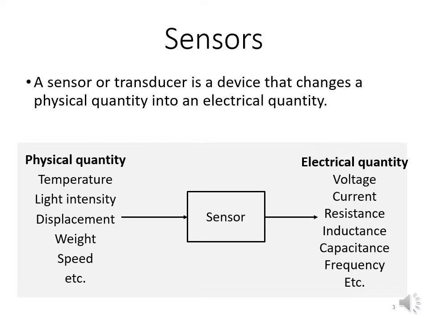Typical physical quantities that are usually inputs into control systems include temperature, light intensity, displacement, weight, and speed, amongst many others. When such physical quantities are sensed, they produce corresponding electrical quantities such as a corresponding voltage, a corresponding current, a corresponding resistance change, an inductance, a corresponding capacitance, or a corresponding frequency.